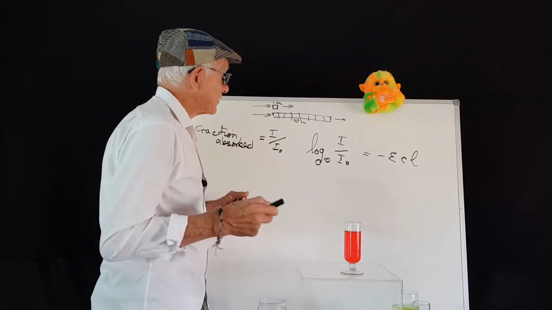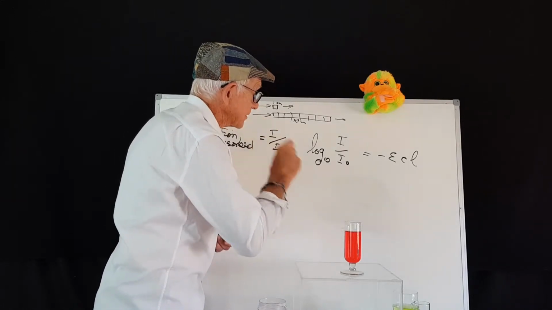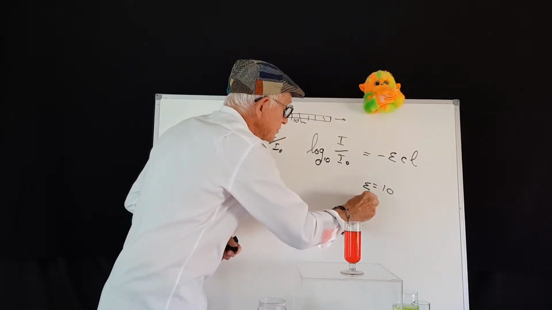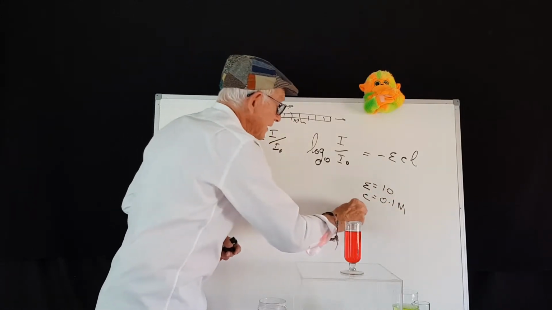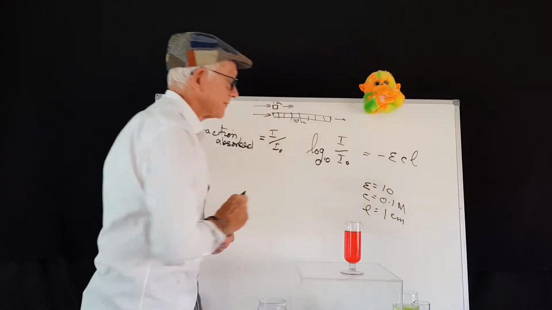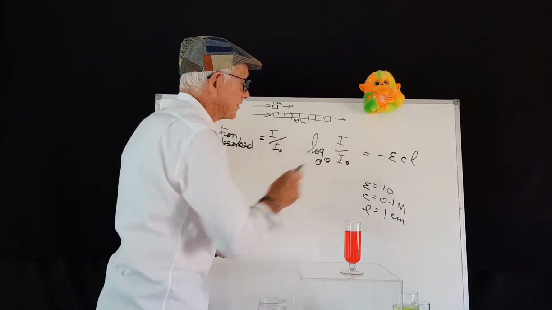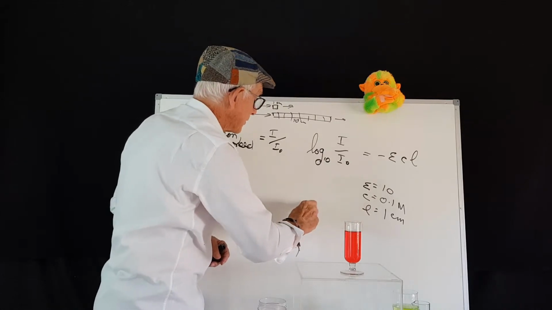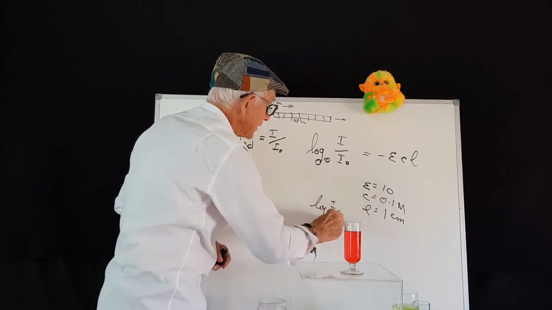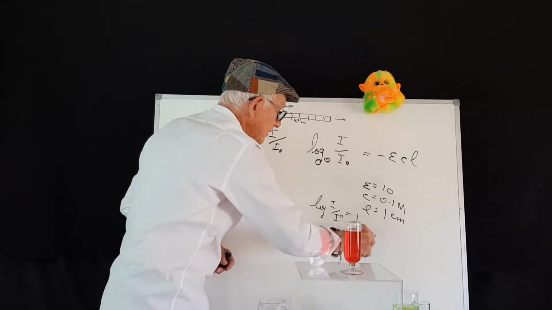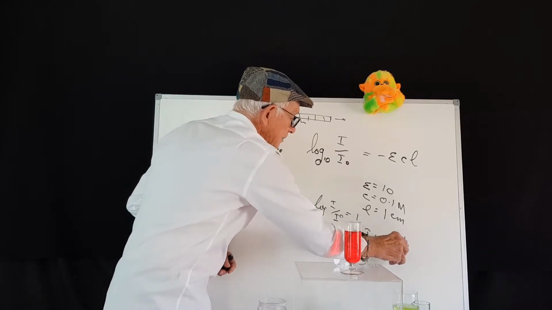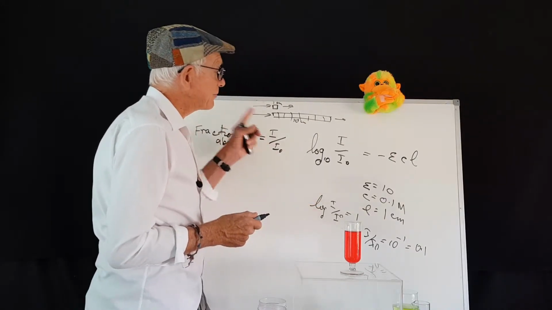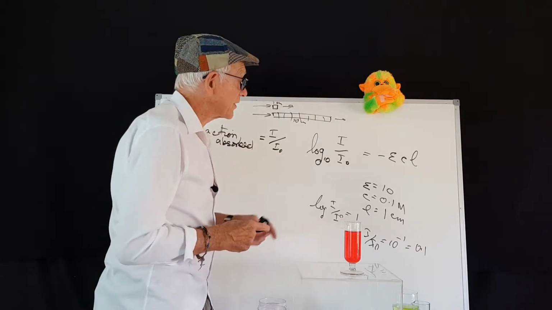Let's just imagine some hypothetical values here. Suppose we had a solution in which epsilon was 10 in whatever units, and C, the concentration, was 0.1 moles per litre, and L, the path length, was 1 centimetre. Now we can work out from that, it's not simple what the units of epsilon are. That doesn't matter for now. Epsilon times C times L would be 1. So we'd have the log of I on I naught is -1. So I on I naught is 10 to the -1, which is 0.1, which is 1 to 10. So 10% of the light of that particular wavelength would be transmitted under those conditions.